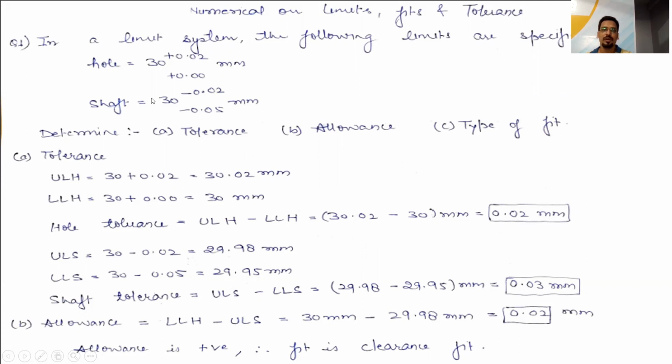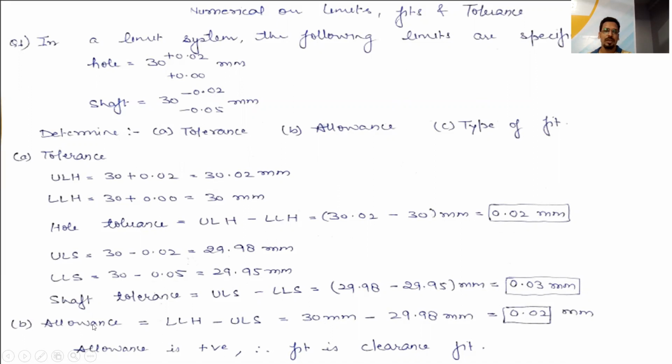In the same way, we will calculate the tolerance for the shaft. The upper limit of the shaft is given by 30 minus 0.02, that will be 29.98 mm. And what will be the lower limit of the shaft? Lower limit of the shaft is 30 minus 0.05 and that will be 29.95 mm. The shaft tolerance is what? Upper limit of shaft minus lower limit of shaft, that will be 0.03 mm. So this is how we calculate the tolerance for the hole and for the shaft.